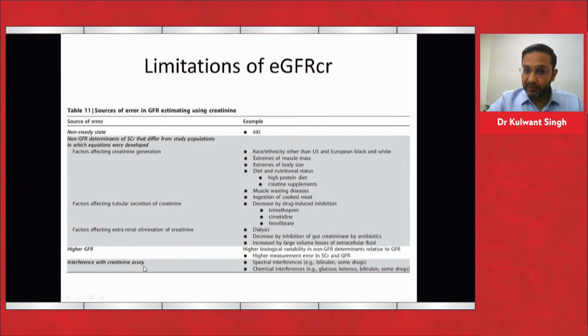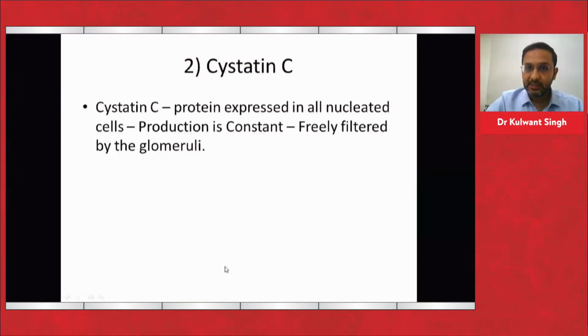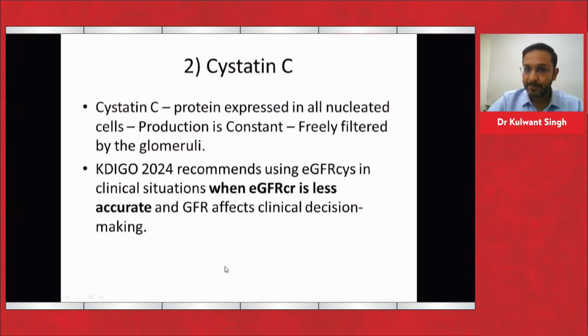Some substances interfere with the assays, not the enzymatic one, but the older assays like Jaffe's method. Bilirubin can interfere with the assessment of creatinine and give falsely low levels of creatinine and thus a higher GFR value. So whenever such limitations are there, we go for a second test, which is known as cystatin C. Cystatin C is a protein expressed by all nucleated cells. Its production is constant and it is freely filtered by the glomerulus.